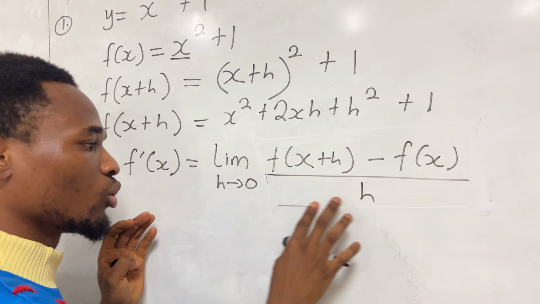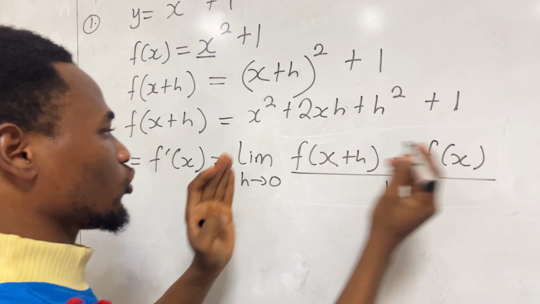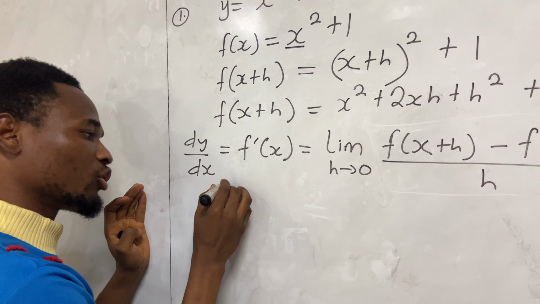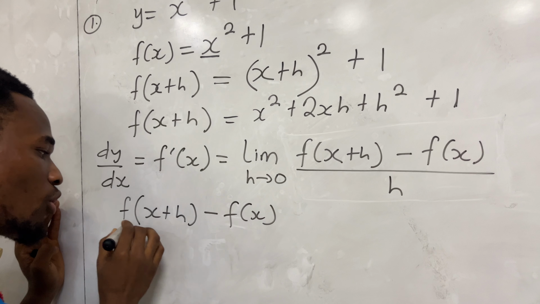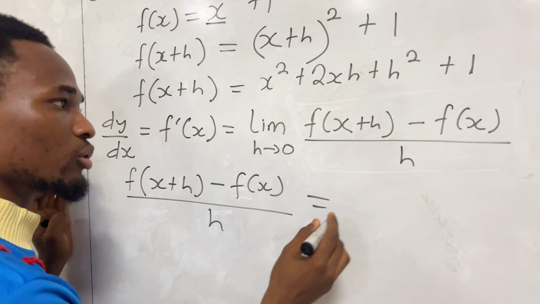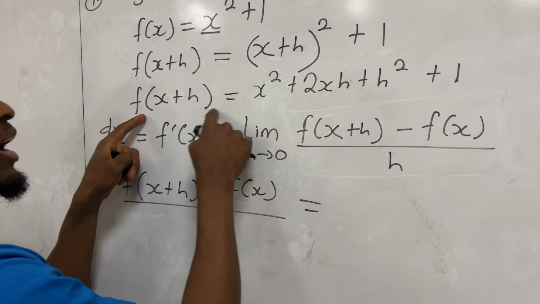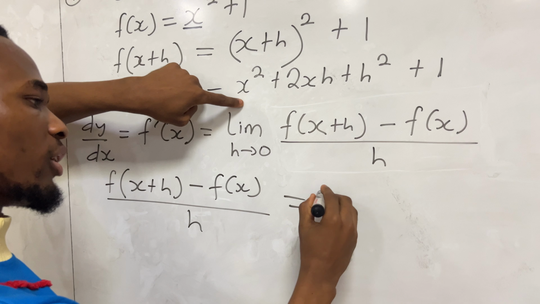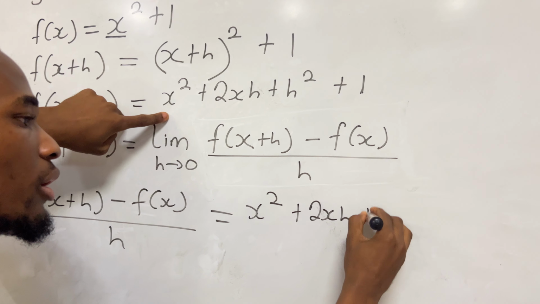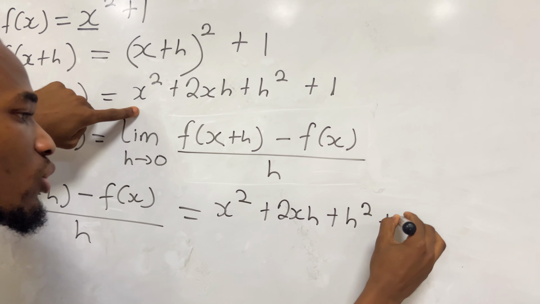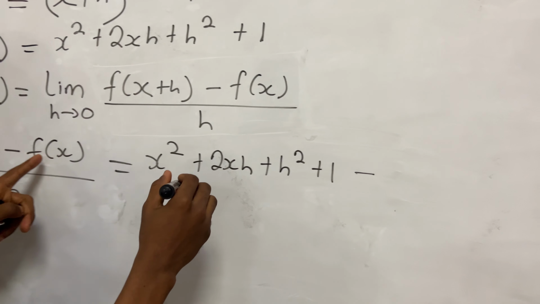So let me now look for the expression for this. So I have f of x plus h minus my f of x over h. So let me do my substitution. What is f of x plus h? From here, I have what? x squared plus my 2xh plus my h squared plus 1. Then minus, I have my minus here, minus my f of x.